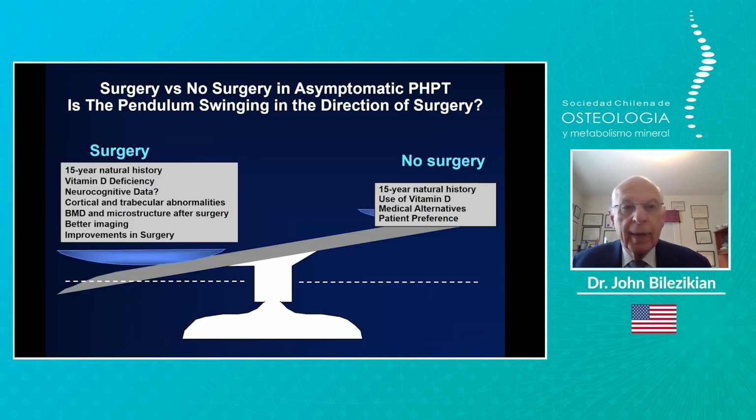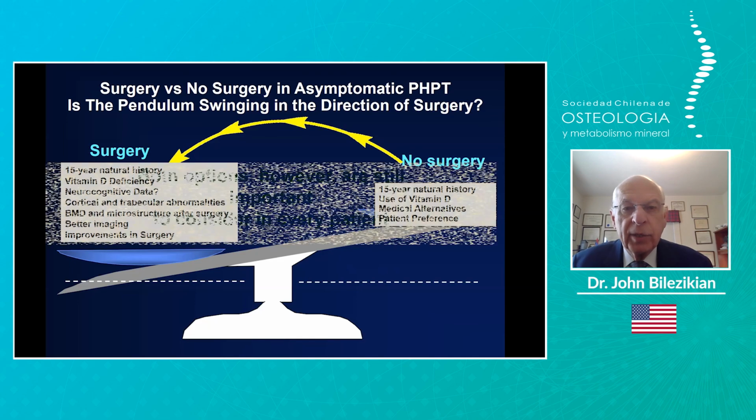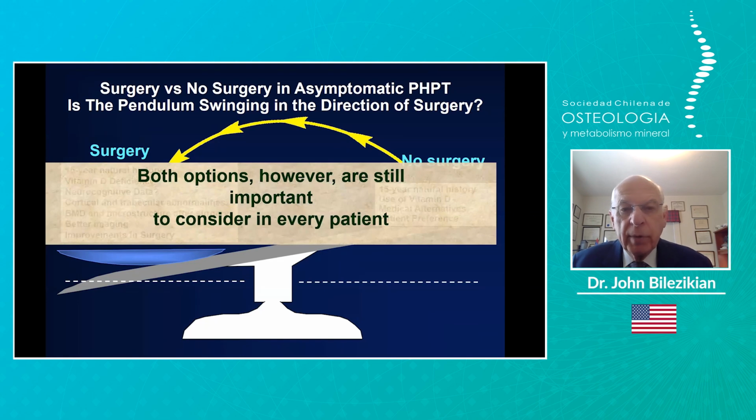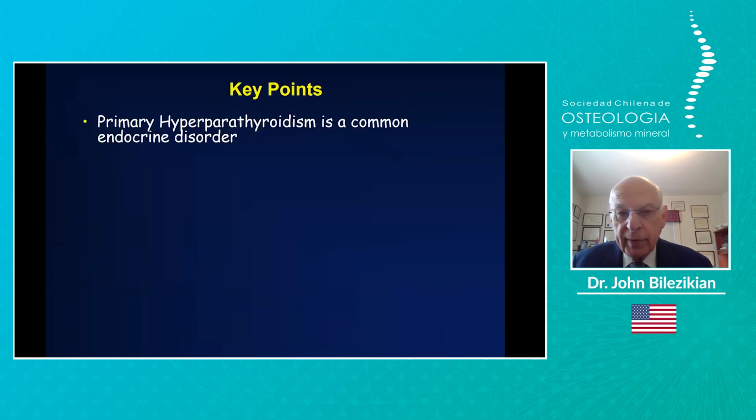And you can see in the black bars how much better the hyperparathyroid group did with denosumab than the osteoporotic group. So as we think about this, we have two options in asymptomatic hyperparathyroidism. We have surgery and we have a conservative approach. And I think the bulk of evidence is suggesting that the pendulum is swinging more in the direction of surgery. But both options, however, are still important to consider in every patient.